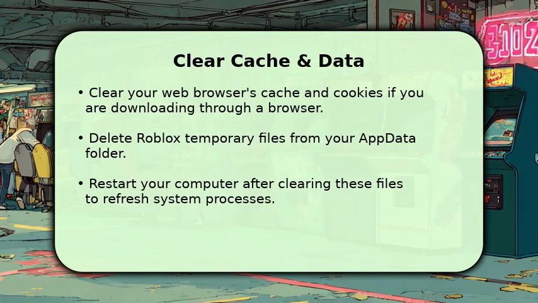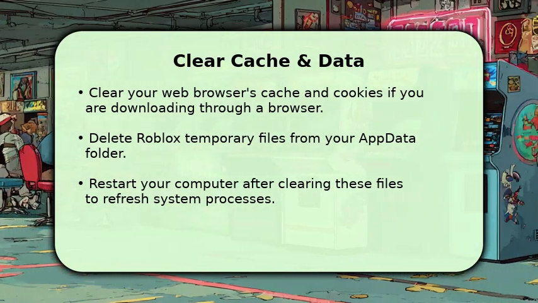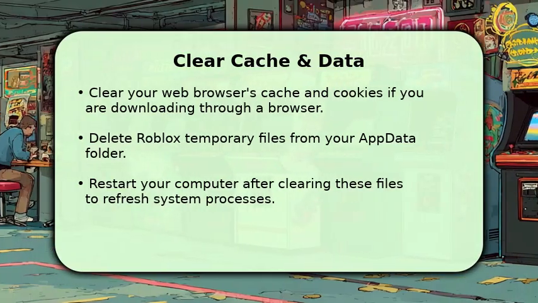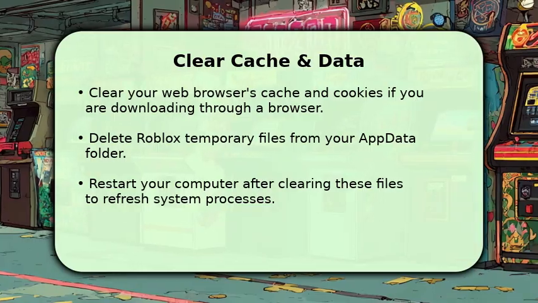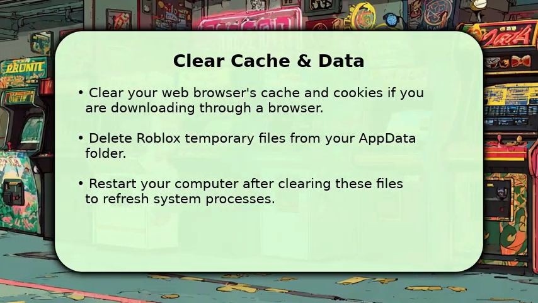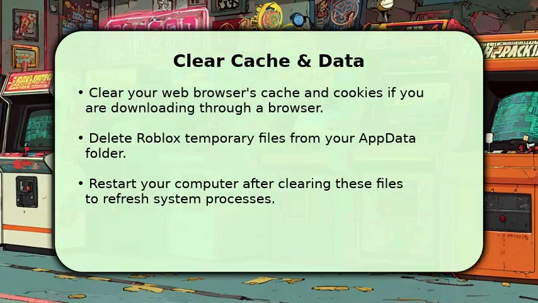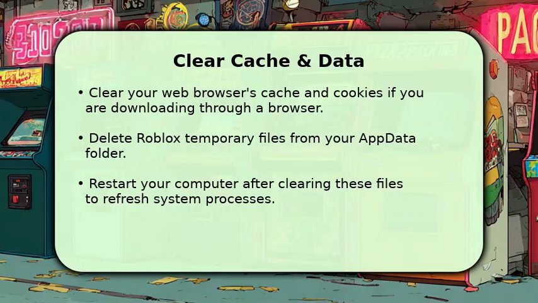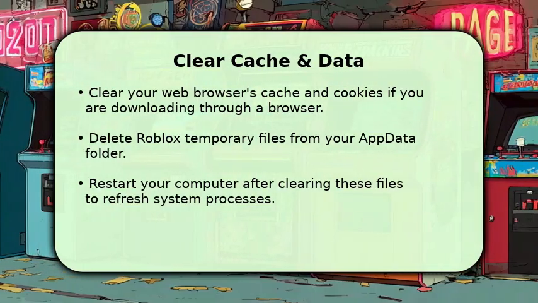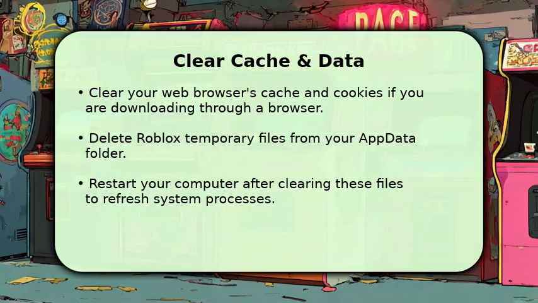Moving on, clearing cached data can often resolve stubborn download problems. If you're using a web browser to initiate the download, clear its cache and cookies thoroughly. Additionally, navigate to your app data folder and delete any Roblox-related temporary files found there. After performing these steps, it's a good practice to restart your computer completely. This action helps to refresh all system processes and can often clear up any lingering issues.